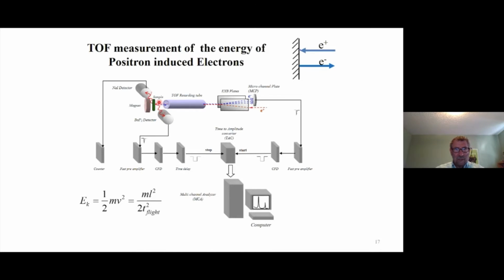So it's essentially instantaneous that the electron leaves, and we detect the gamma ray, and then we have a several meter flight path and detect the electron at a later time, and then we measure the time difference, and from the time difference we get the velocity, and from the velocity we get the energy.